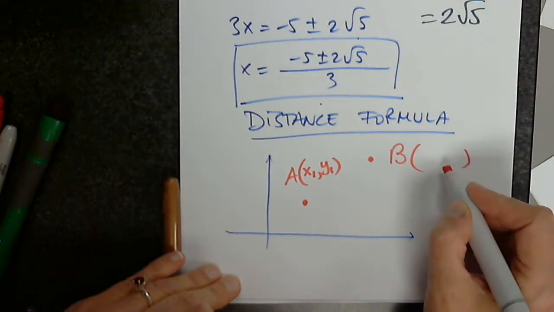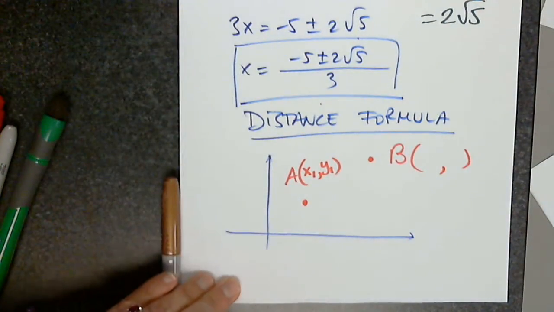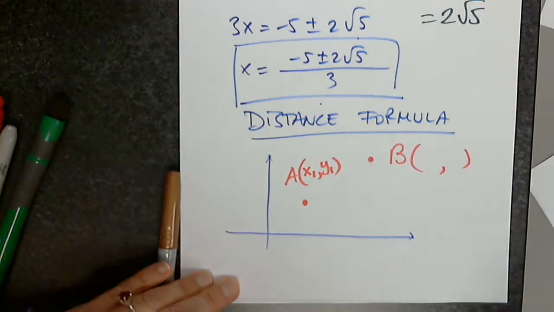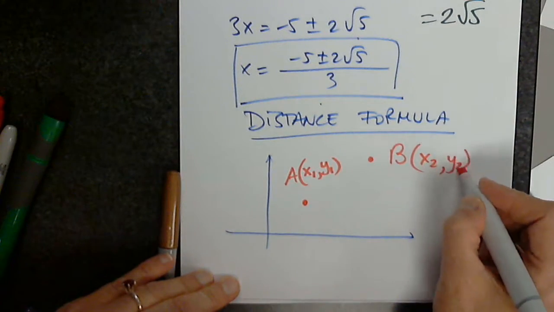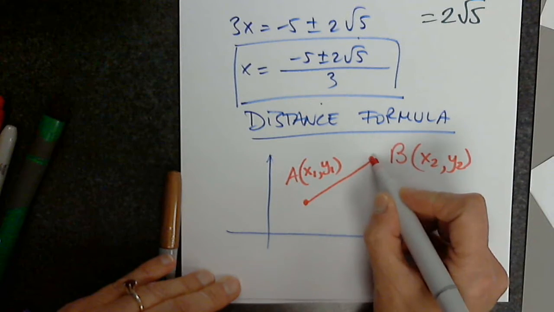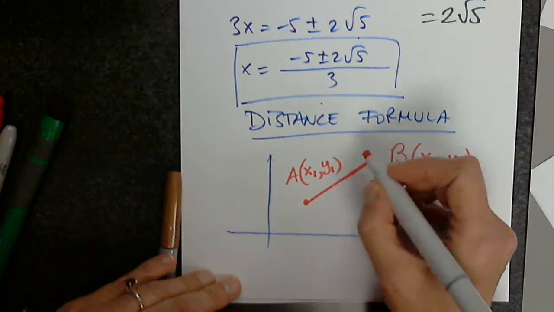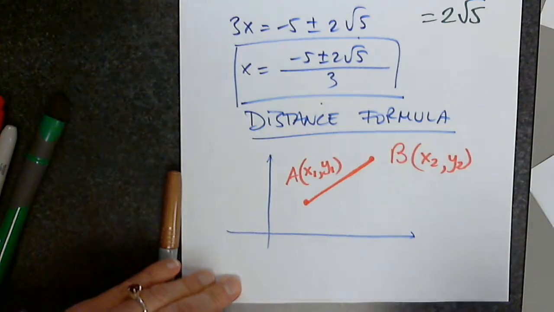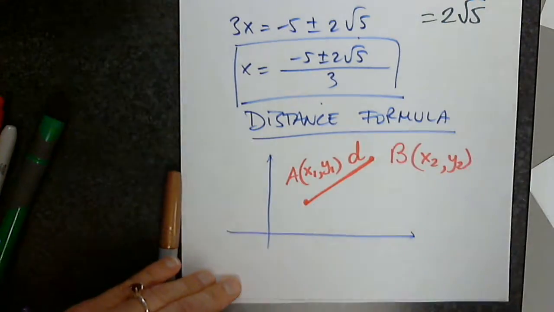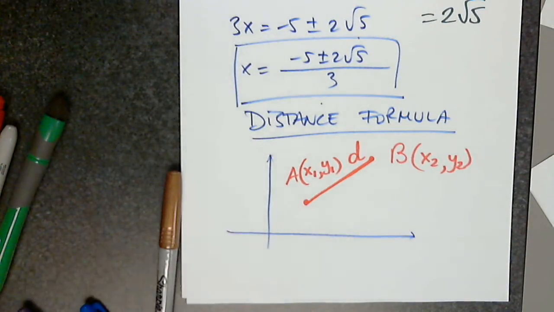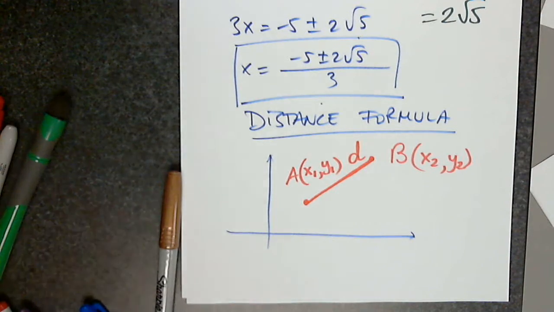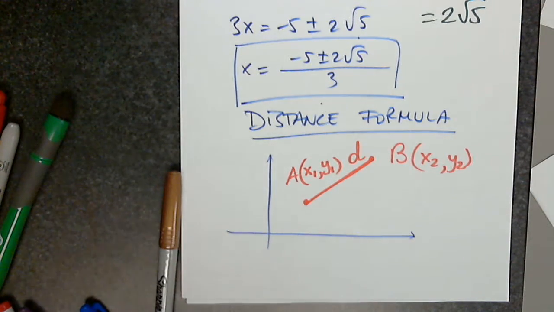And what do you think I'm going to denote the coordinates of point B? Of course, makes sense. I'm going to connect these two, and I'm going to call this line segment, the length of this line segment, D. It's the distance I'm looking for, the distance between A and B.